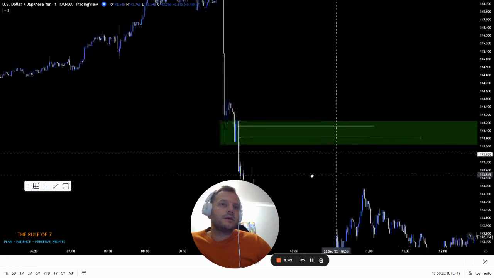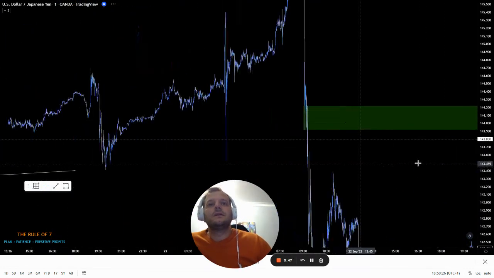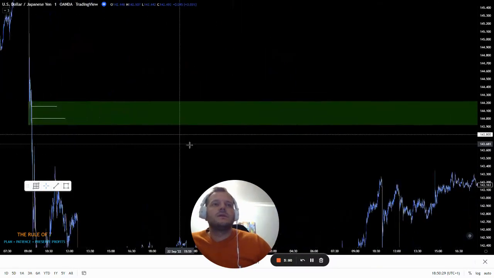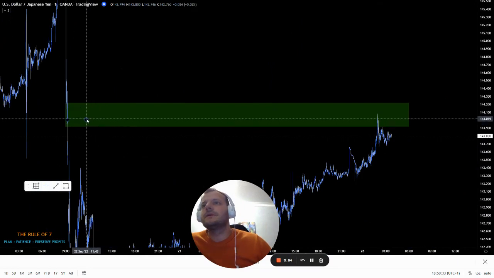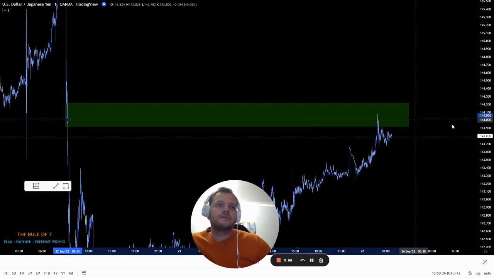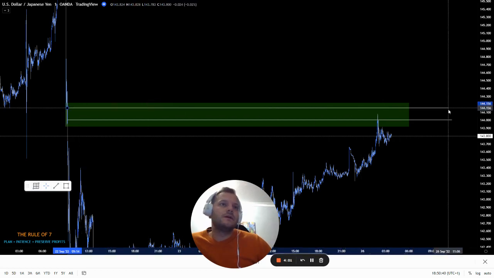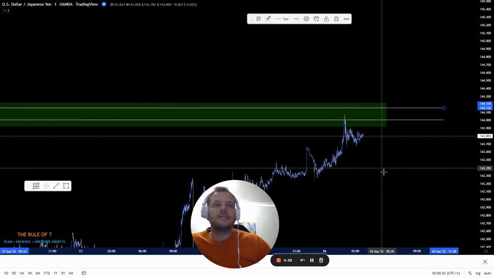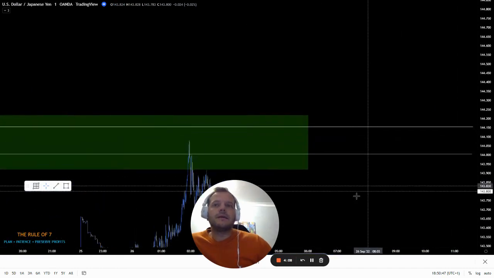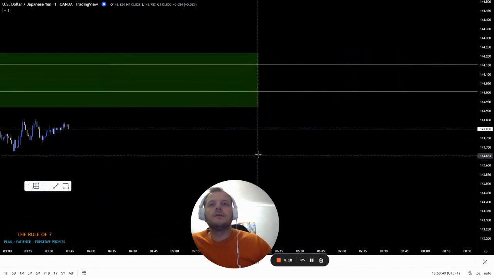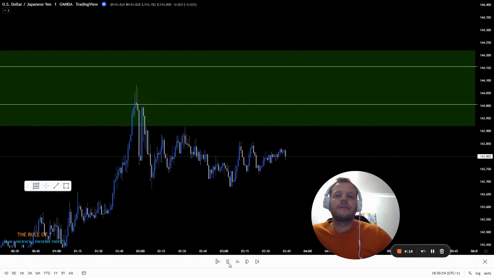So if we zoom out and get those lines dragged across. Right, okay, here we go. So I'm looking for this area in the white lines to be filled before I take any entries. And we are on replay mode now, so I will zoom in a little so you can see it, and we will fast forward it a bit.